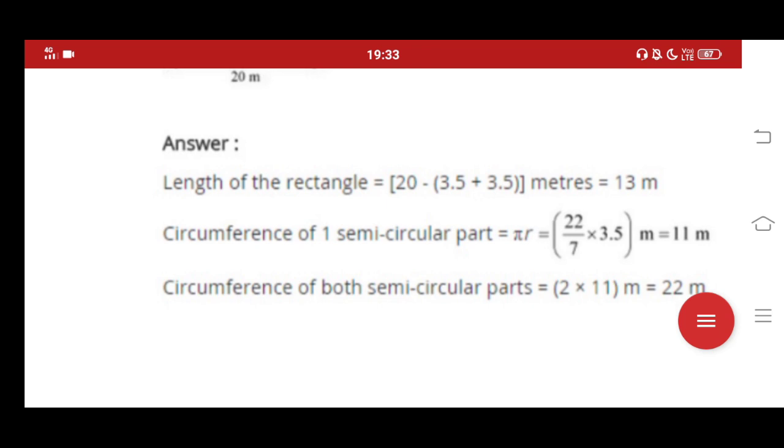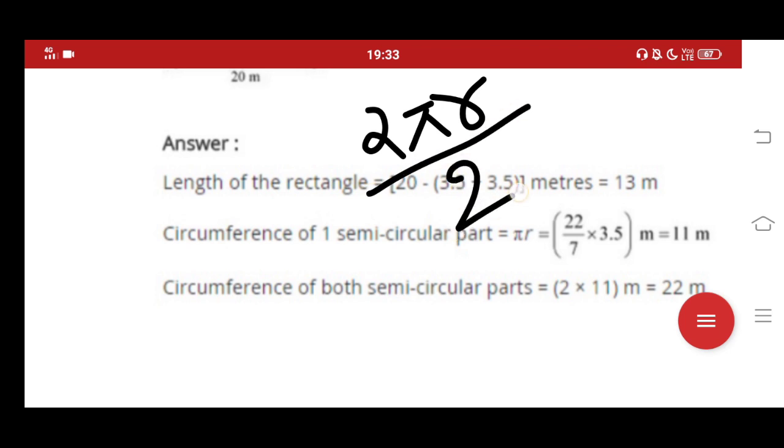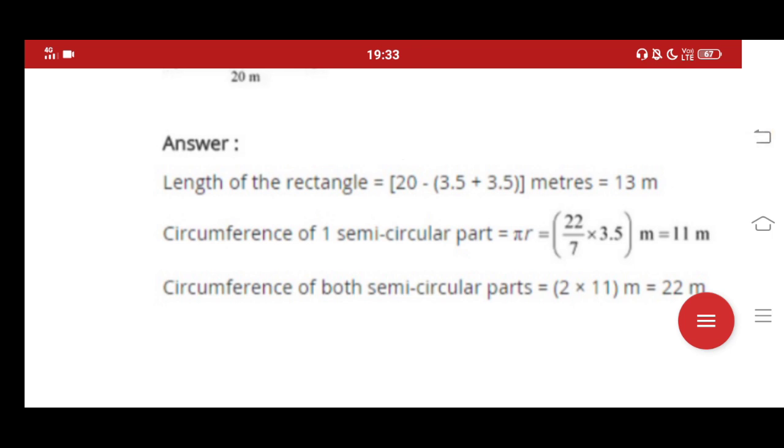Circumference of one semicircular part. I have told you that the perimeter or circumference of a circle is 2 pi r. But if we want to take out the circumference of a semicircle, then we will divide it by 2. The 2s cancel out, and what remains is pi r. So see here, the circumference of one semicircle part is pi r.